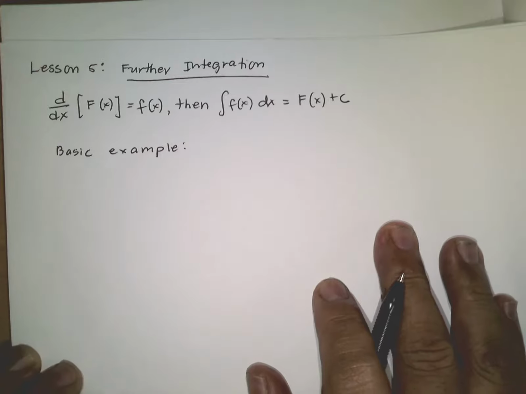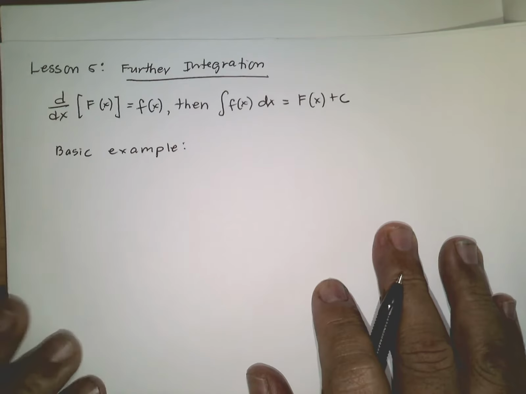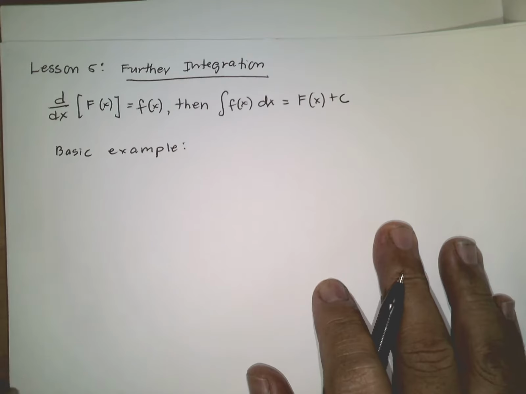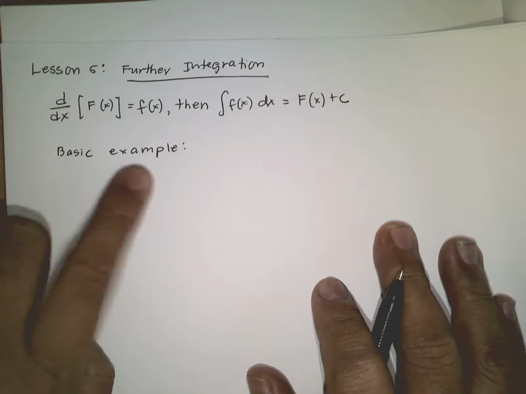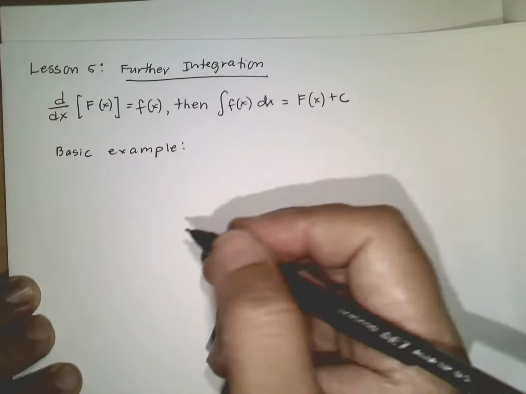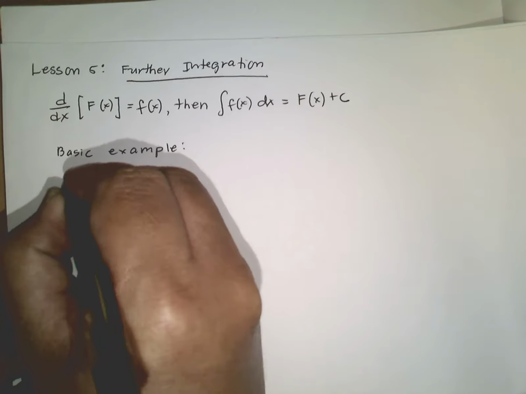Alright, so let's take a look at lesson number 5, which is further integration. You need to pay attention to this a bit because the following examples are a bit confusing. But let me start first with the basic example, so for us to be able to take the premise of the lesson for today.